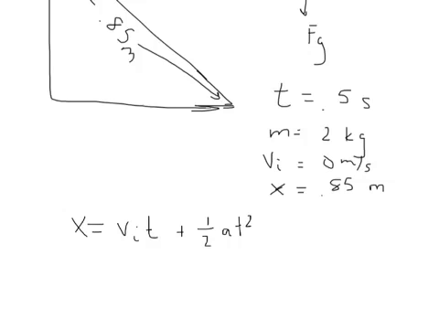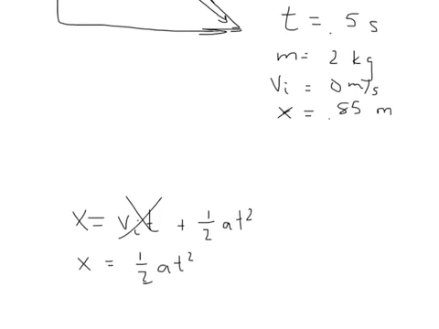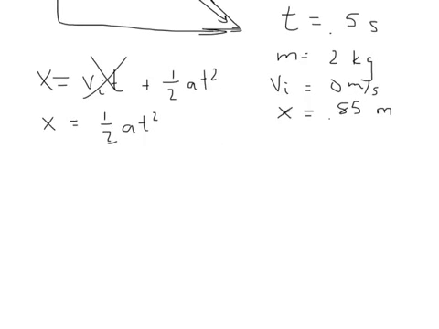What do we know? What can we drop off right away? VI, because VI is 0. So put an x through that, get rid of it. If I wanted to solve generically for A, what would that become? How do I get rid of the 1/2? Multiply by 2 to start, to get rid of the 1/2. Then get rid of the t squared by dividing. There's acceleration. So acceleration is 2x over t squared.